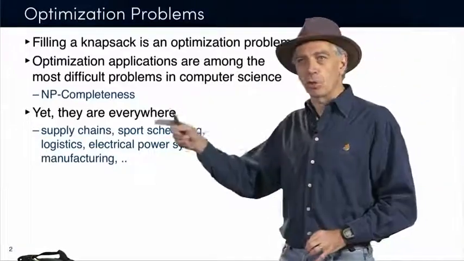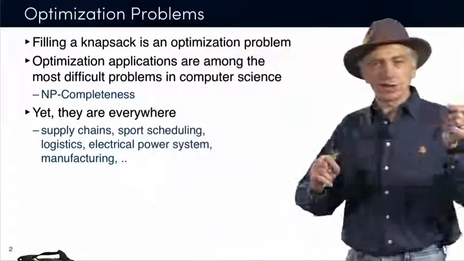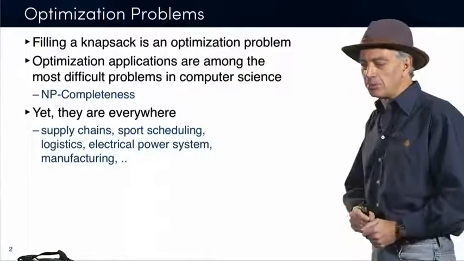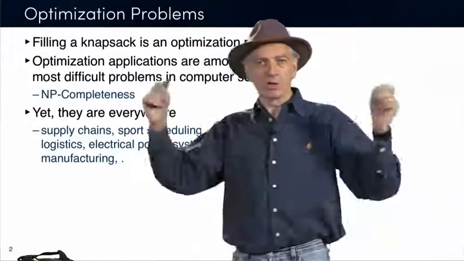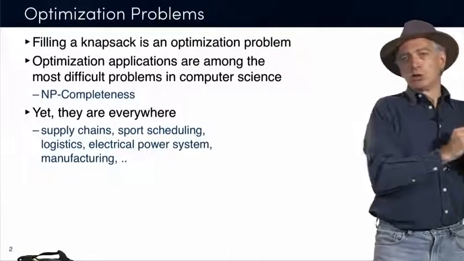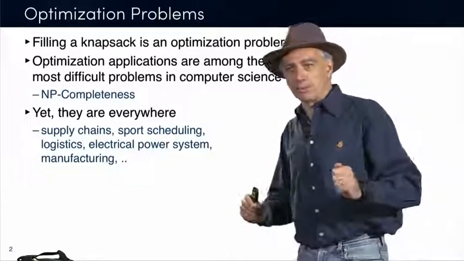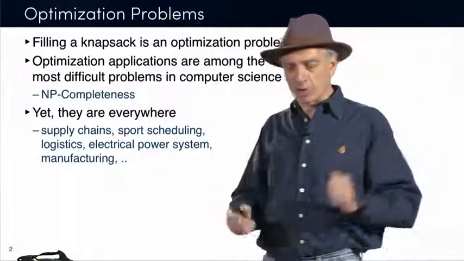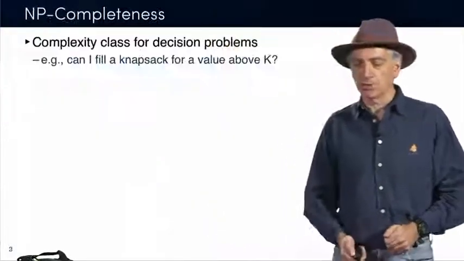They are scheduling the sport leagues. That's really important, right? They are scheduling logistics systems. And, you know, a country like Australia spends 10 to 20% of its GDP just on logistics. You know, they are basically running the electrical power system, okay? And many of the manufacturing firms all around the world, okay?